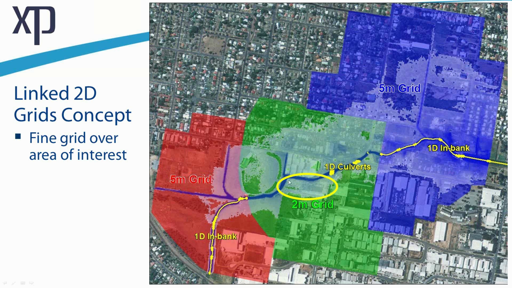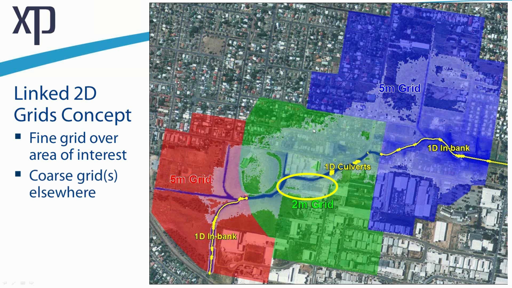So what was carried out was to use a 5-meter resolution in the red zone, a 5-meter resolution in the blue zone, and because the 5-meter resolution was too coarse for the in-bank channel representation, we've actually replaced the in-bank areas through those two 5-meter grids using 1D cross-sections. There are also areas inside the green zone, the 2-meter grid, where we have some structures, some 1D culverts. So we have some embedded 1D culverts in the middle of the screen.